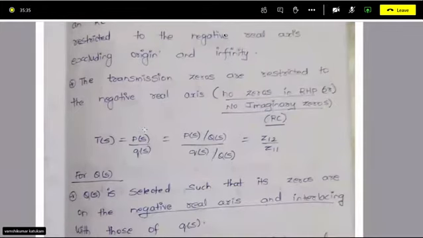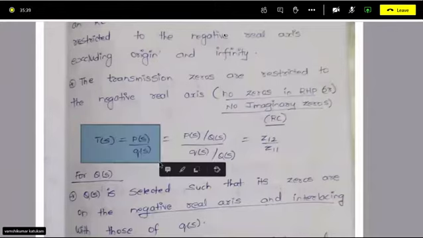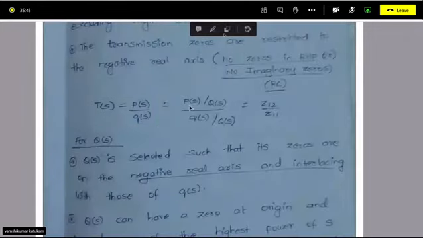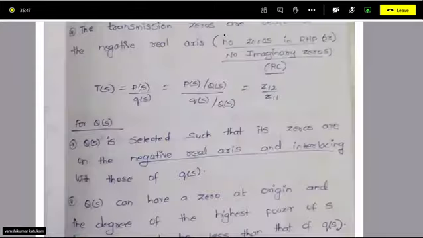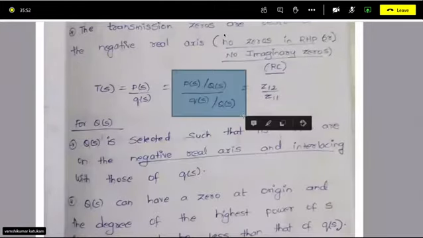Now T of S, P of S upon Q of S, will be given to you. So now follow the procedure. What is this procedure? We will express P of S upon Q of S in this way, divided by capital Q of S. Why are we doing this? To synthesize the network, as you are going to understand. So P of S upon capital Q of S, and similarly, Q of S upon capital Q of S, which is Z12 upon Z11.